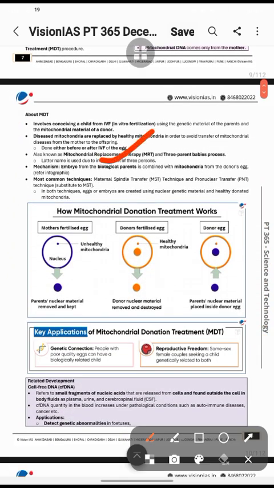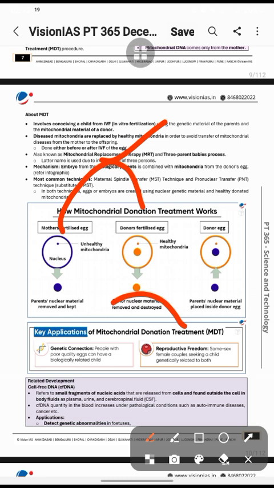the maternal spindle transfer technique or the pronuclear transfer. The nucleus is combined with healthy mitochondria in the donor egg, and the parent's nuclear material is placed inside the donor egg, keeping the genetic connection. People with poor quality eggs can have a biologically related child, giving reproductive freedom, including to same-sex female couples seeking a genetically related child.